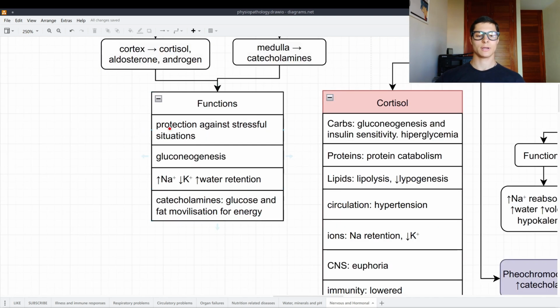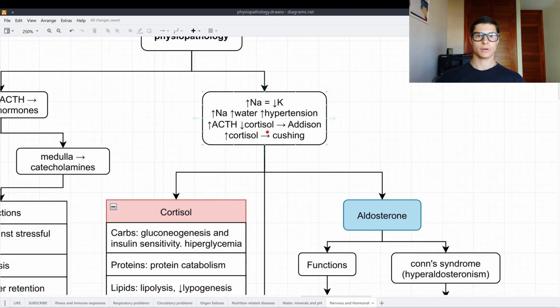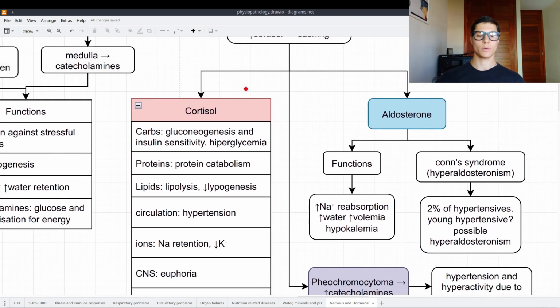Functions of these hormones are protection against stressful situations, gluconeogenesis, increasing sodium, decreasing potassium, and increasing water retention. And the catecholamines specifically, glucose and fat mobilization for energy. So here I put a little recap to remember everything much faster. Let's take a look at them one by one.